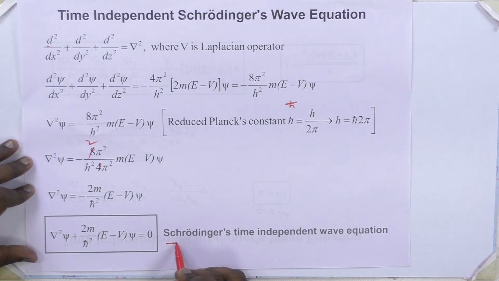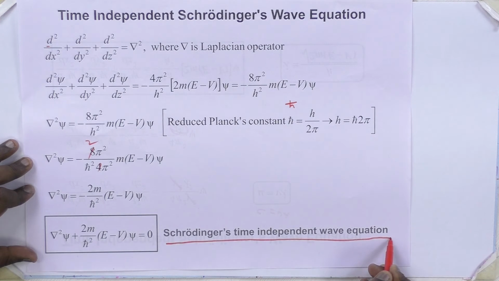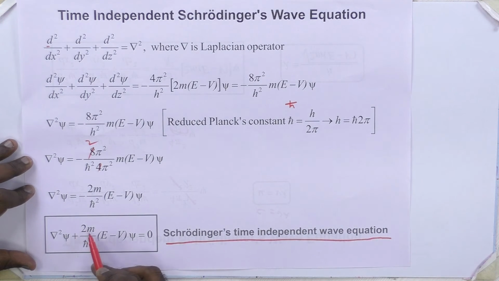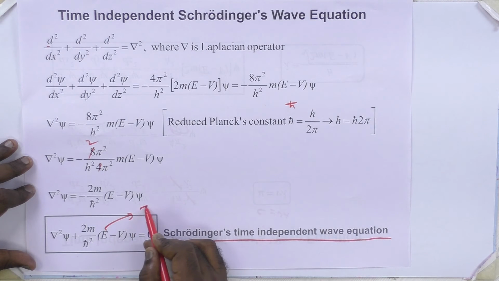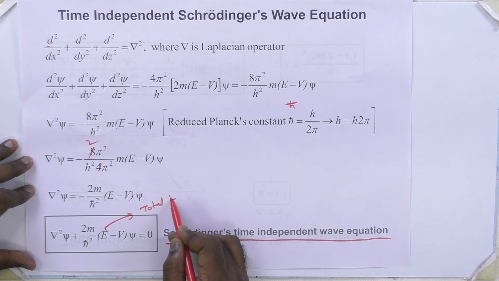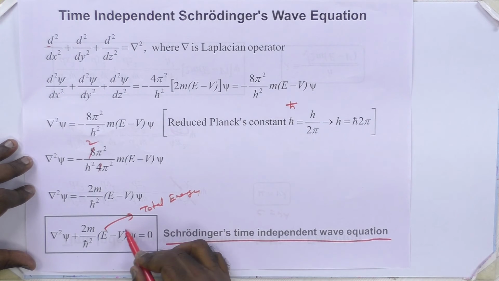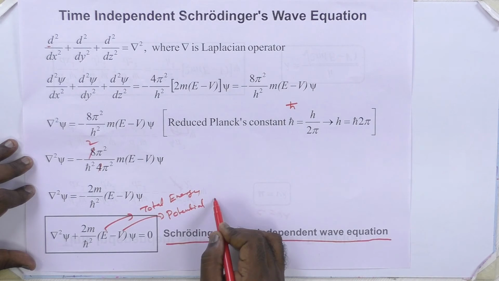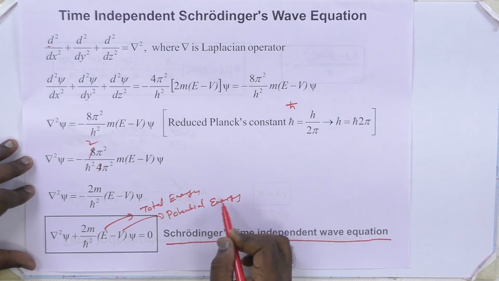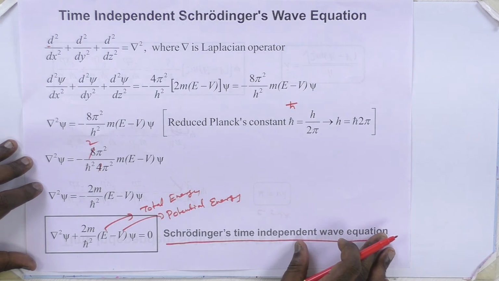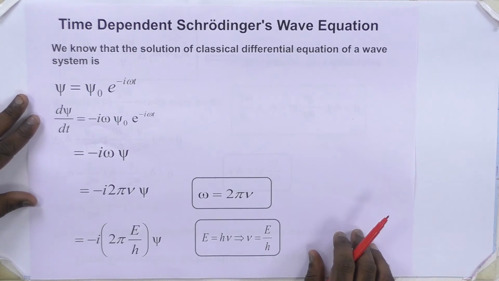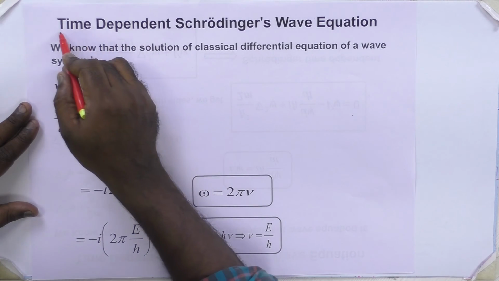So this is Schrödinger time independent wave equation: del square psi plus 2m by h bar square into (E minus V) psi equals zero. Here E is the total energy of the system, and V is the potential energy. In terms of potential energy and total energy, you can write this, where psi is the wave function, right? So next one is the time dependent wave equation.